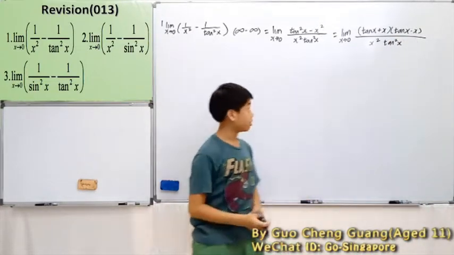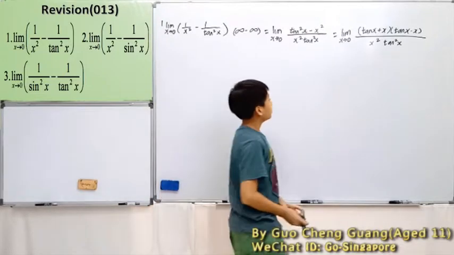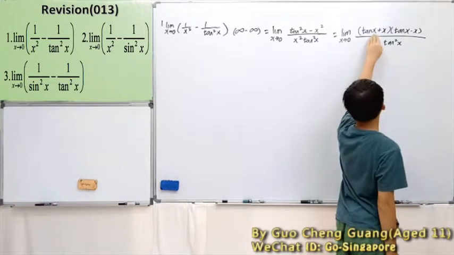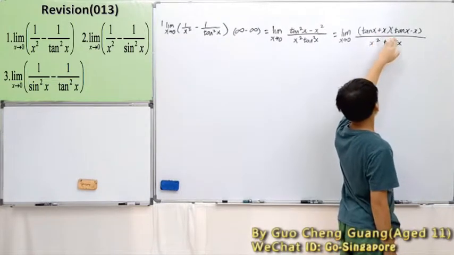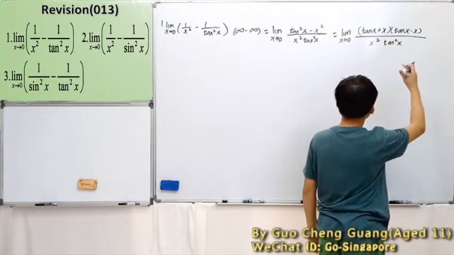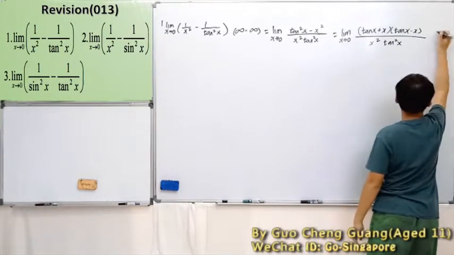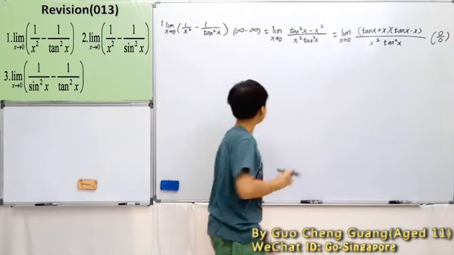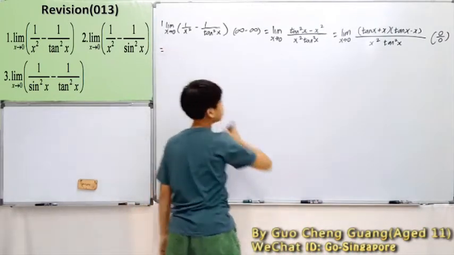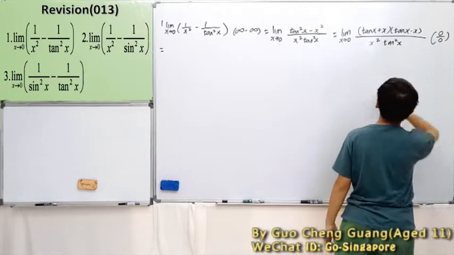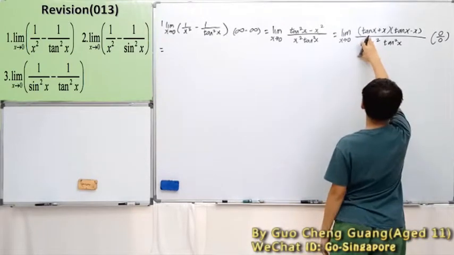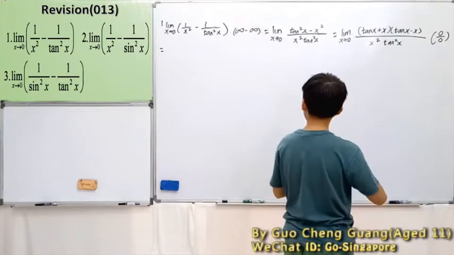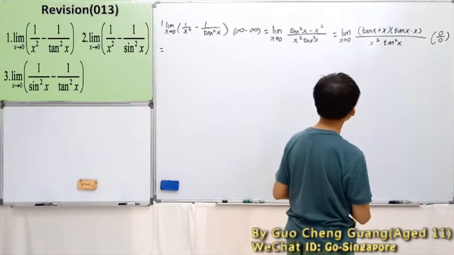Then what can you see from this part? What form is it right now? At the numerator, 0 times 0, the numerator is 0. Then the denominator is also 0. This is the indeterminable form, 0 over 0. What can we find here? Now this tangent x plus x, is there any change we can make to it?